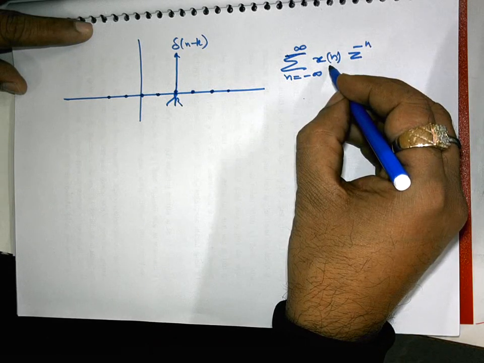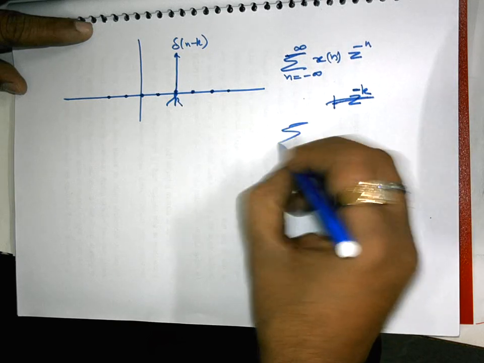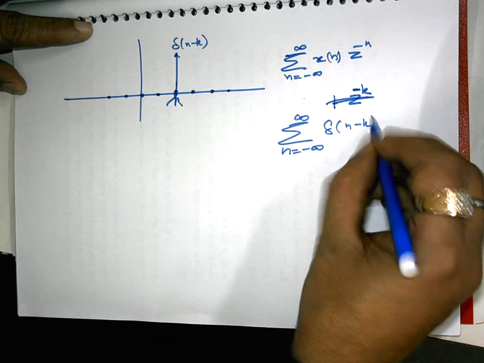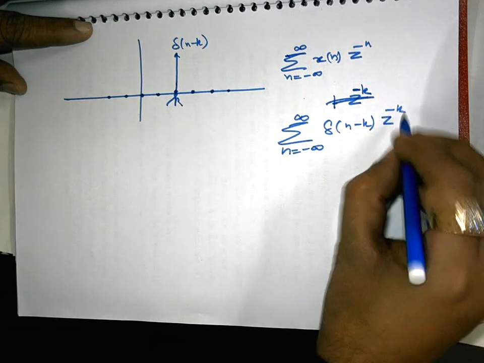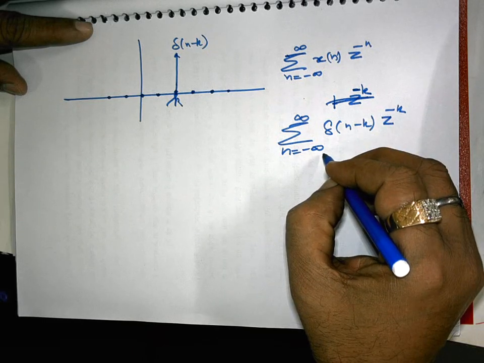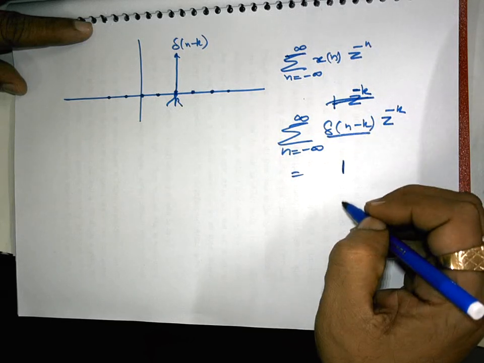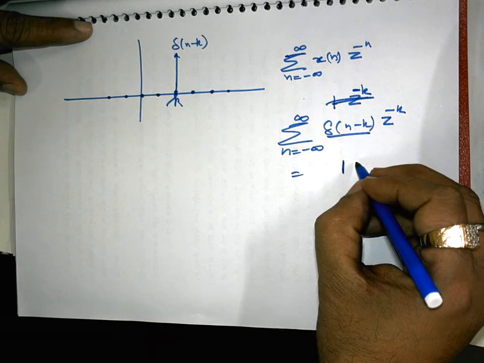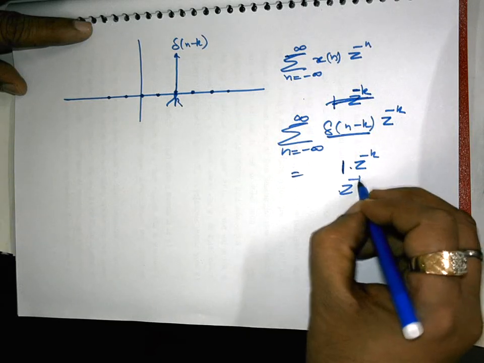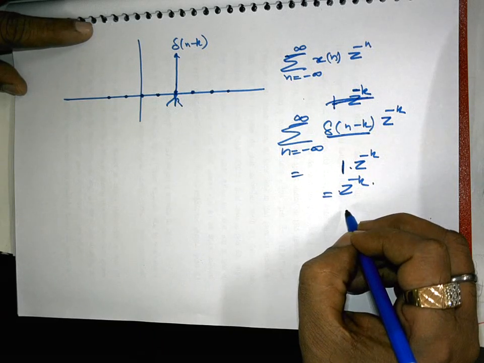Okay, the signal delta n minus k here. It is better to write it in this form: the sum from n equals minus infinity to infinity of delta n minus k, z to the power minus n. At any other n it will have value 0, so it is meaningless to write. It will offer a value 1 only for this moment, z to the power minus k.